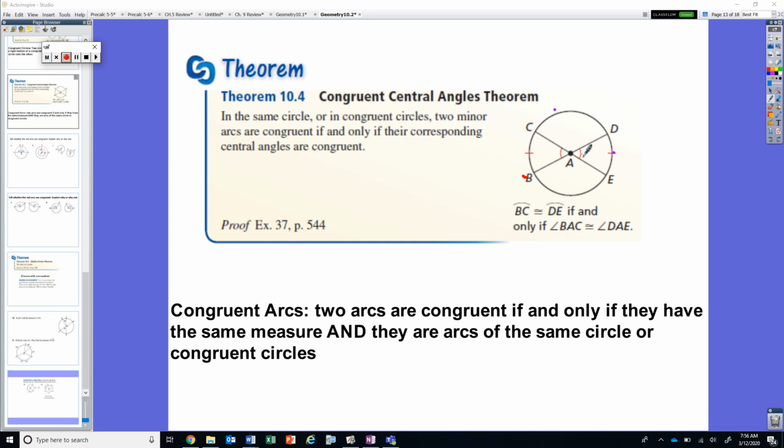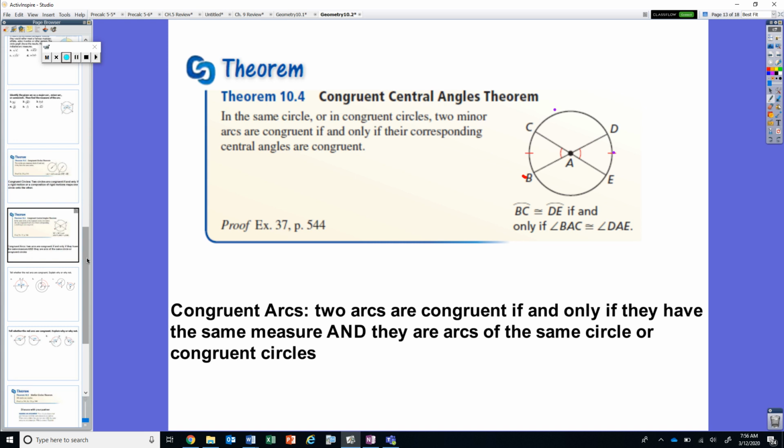If this angle here is congruent to this angle over here, these two central angles are congruent. Well, if the central angles determine the measures of the arcs, that's how we end up getting the same congruent arcs in the end. But we're going to be talking about specifically the lengths of the arcs, not the degree measures necessarily, what we call arc length, okay?